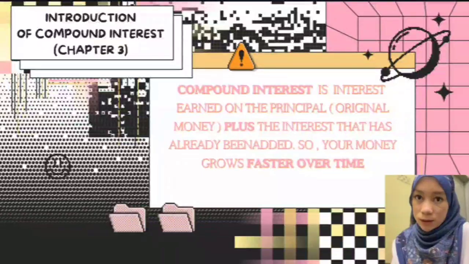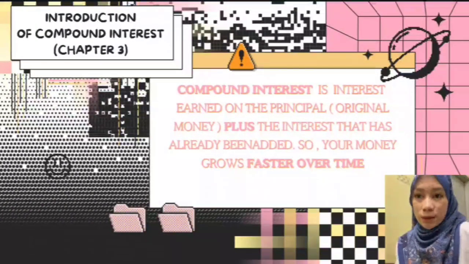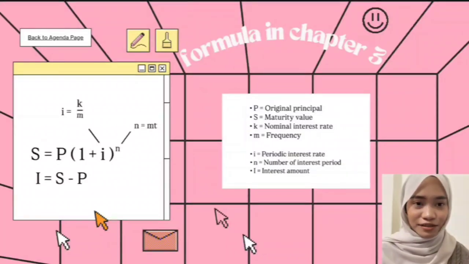Introduction of compound interest. Compound interest is interest earned on the principal, the original money, plus the interest that was already earned. So your money grows over time. The formula we use in compound interest is S equals P(1 plus I) to the power of N, and another formula is I equals S minus P.